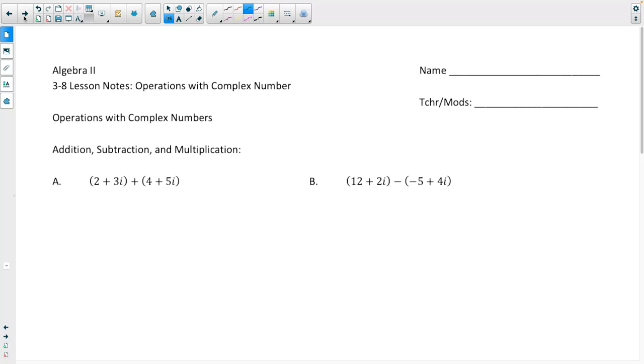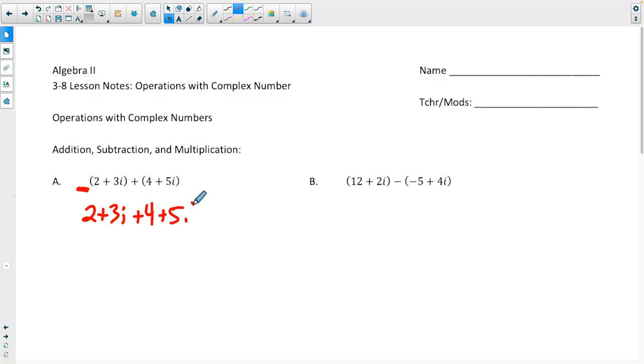But to start, letter A, do I have anything multiplying out here? Is there any number out there? No. So I can get rid of those parentheses. So I got 2 plus 3i. I look at this one. It's plus, anything going on there? No. So I just go plus 4 plus 5i.